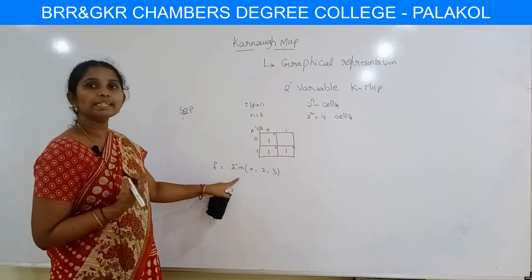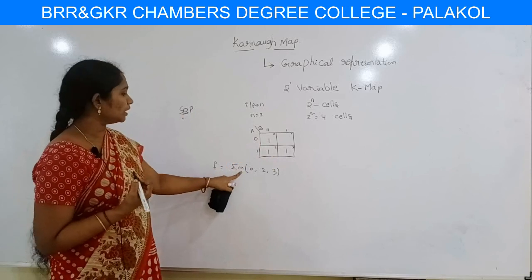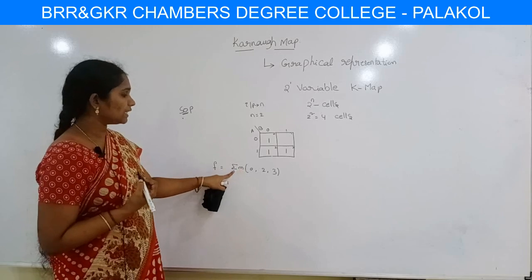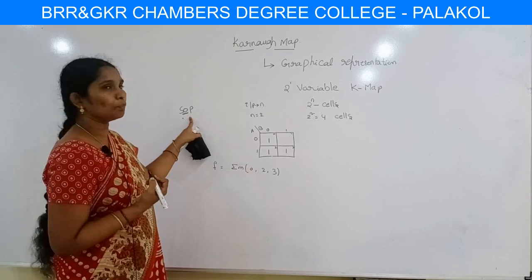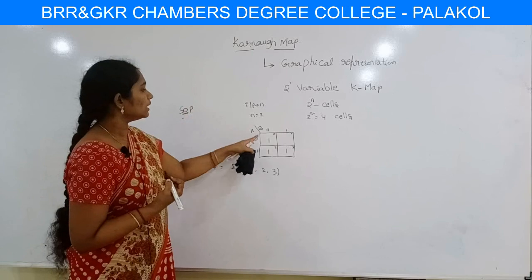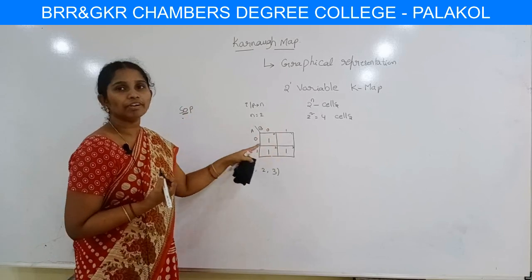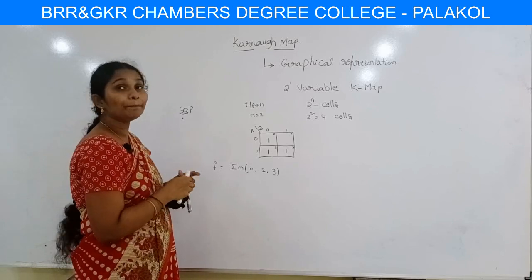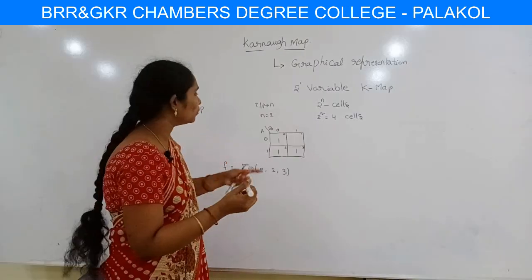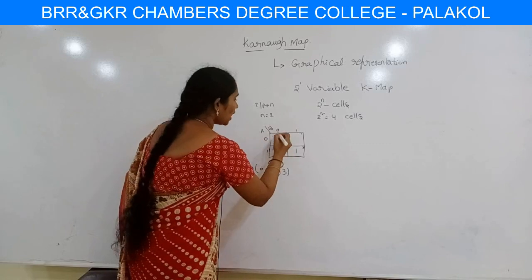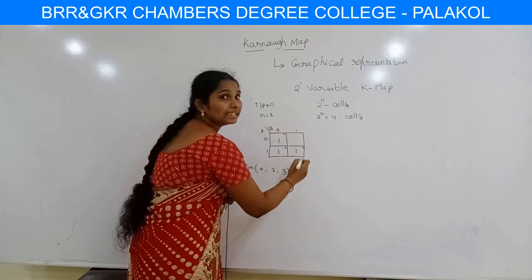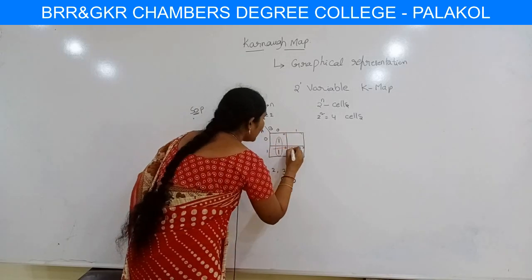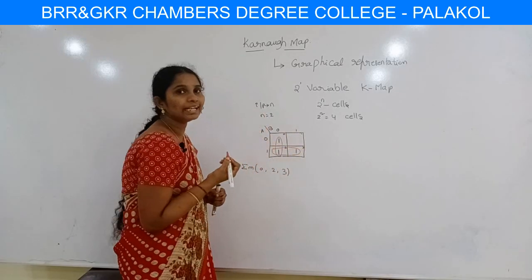How to represent this SOP form? In the question they give sigma small m. So that's why this question belongs to SOP form. In SOP form the cells are filled with ones. Then we will do the pairs. Now we will group these numbers. So we have to pair these numbers. Here these two are one pair and these two are another pair.